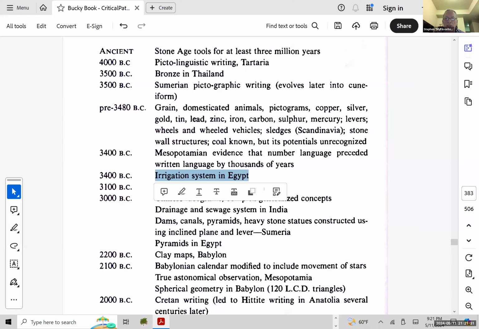Then here's 3400 BC, Mesopotamian evidence that number language preceded written language by thousands of years. And then here's, of course, the irrigation system that Richard mentioned. So I went out and asked, what happened in America in 3000 BC? And the answer that I got was, in 3000 BC, the First Nations peoples of North America had developed complex languages, social organization, artistic traditions, and religious belief systems.